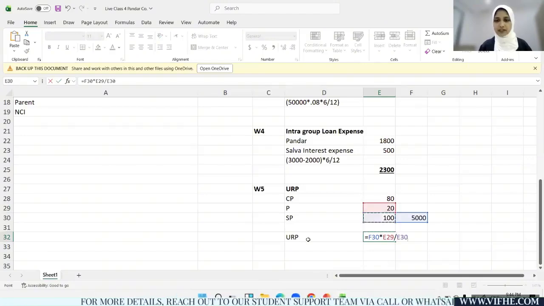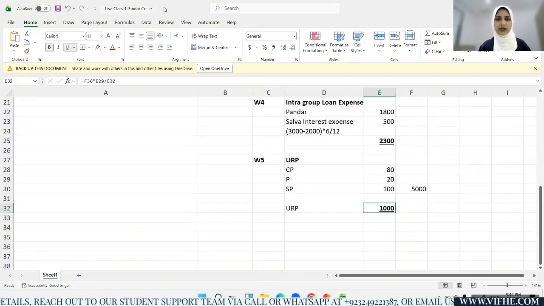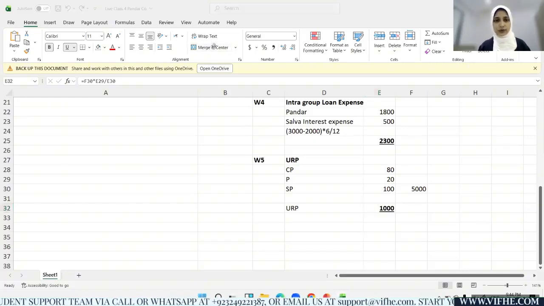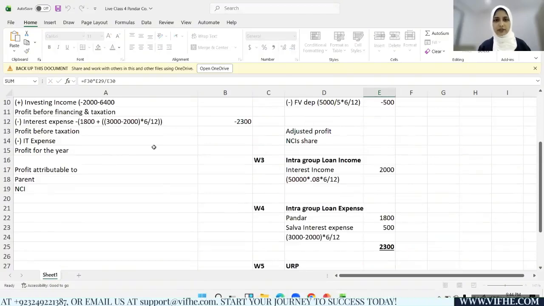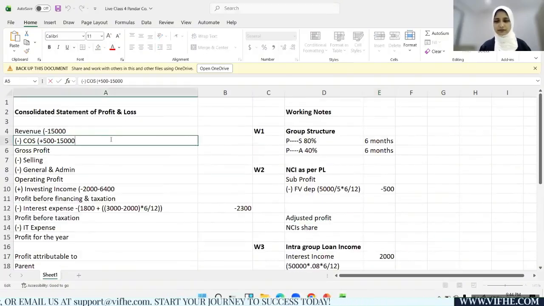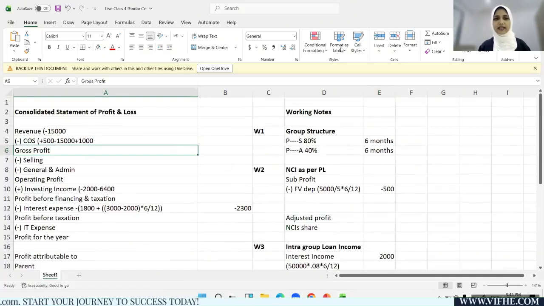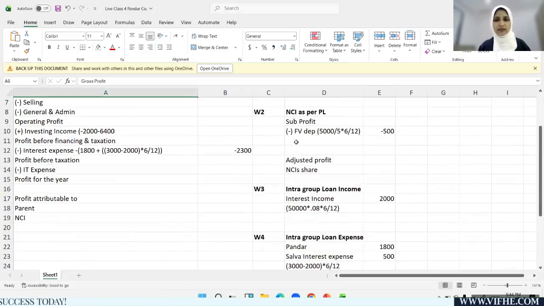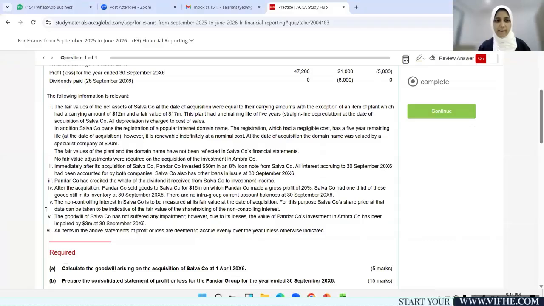Irrespective of the seller, where do I go and adjust my URP in the P&L? Not revenue. Irrespective of the seller, I will go and adjust the unrealized profit. I will add it to cost of sales. Second, I'll check the seller. If parent is the seller, do I need to do anything further? No. If subsidiary was the seller, I would have removed the URP from my working to NCI. But because parent is the seller, I need not do anything further.